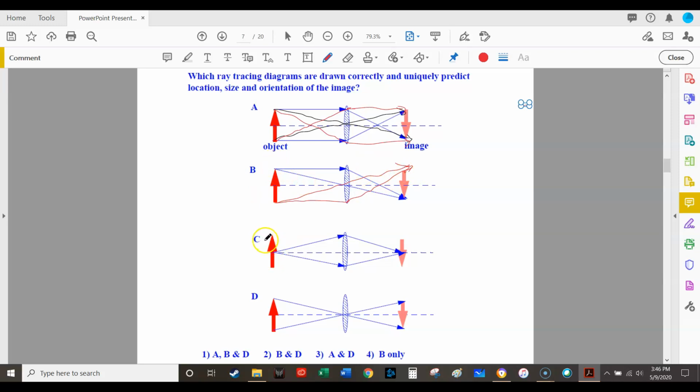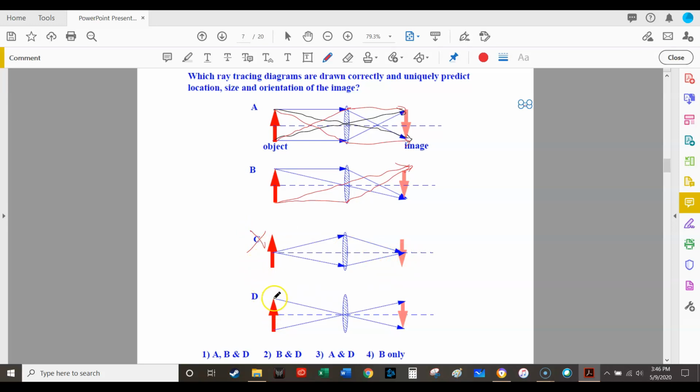C, none of the light rays emerge from the center and go up through and then down through the center. That's just showing the center is center. That's not going to show the tip of the image. So C cannot be correct.